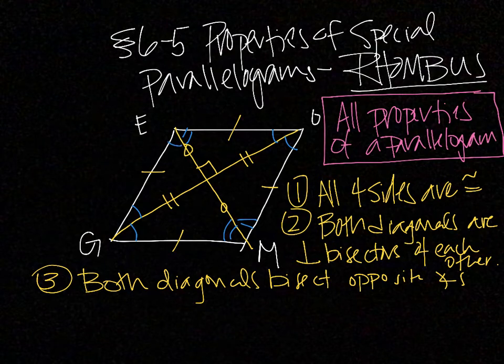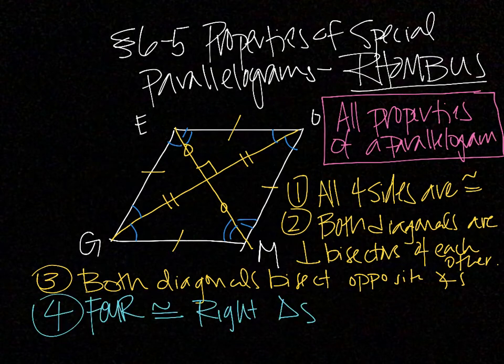And then the very last feature is kind of just like a bonus. It's not something that we talk about a whole lot or that we address or think about, but it's just like a bonus feature. We end up with 4 congruent right triangles in a rhombus.